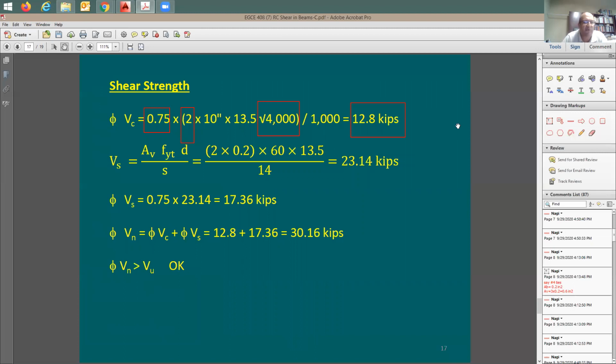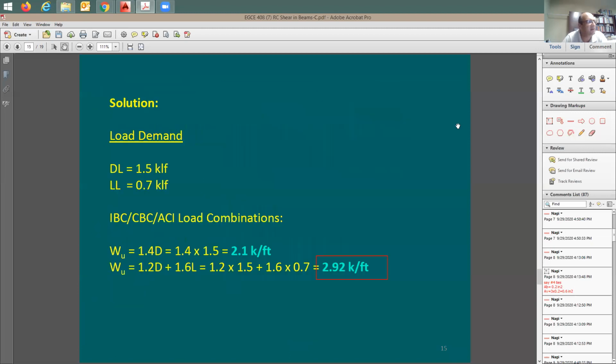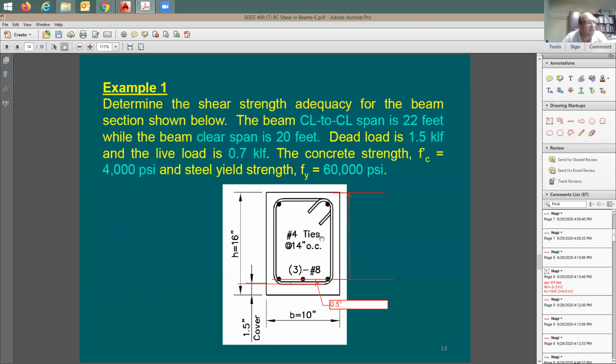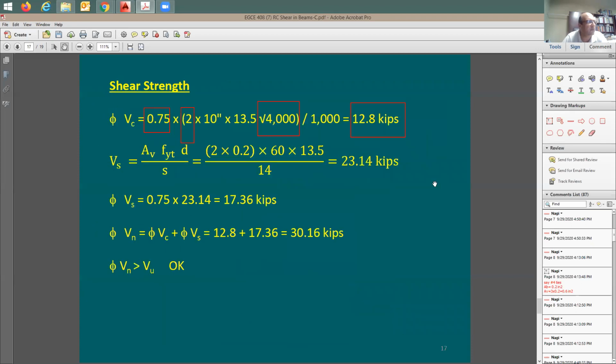The tie is provided to me, so I'm not going to be coming up with the tie configuration. Instead, they tell me here that the tie is going to be number 4 ties at 14 inch on center. The tie is predetermined for me. I'm just here checking the adequacy of the beam to resist shear. So I'm going to move forward here to the steel resistance in shear.